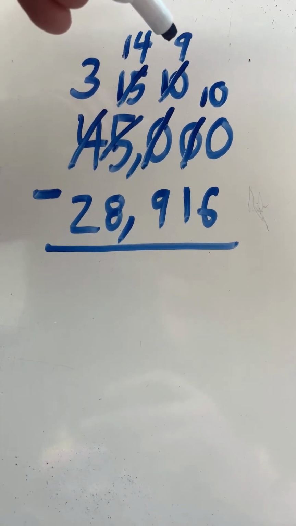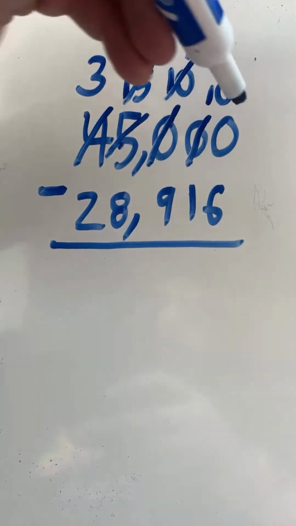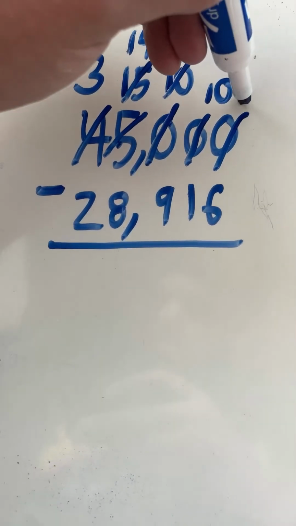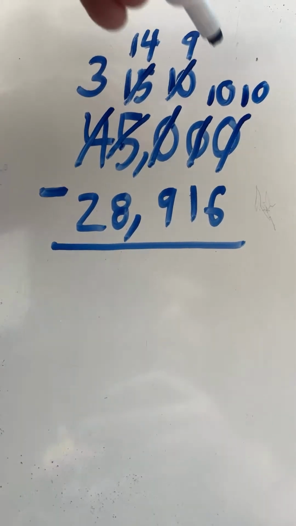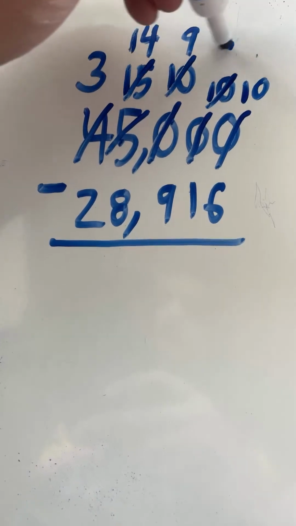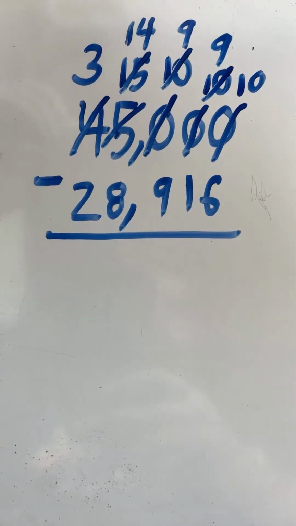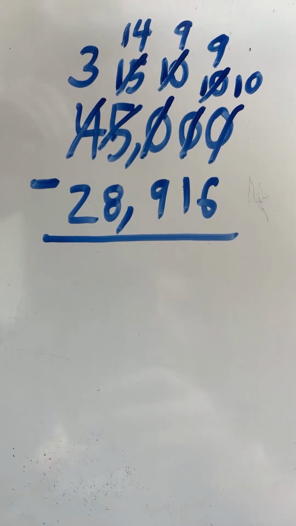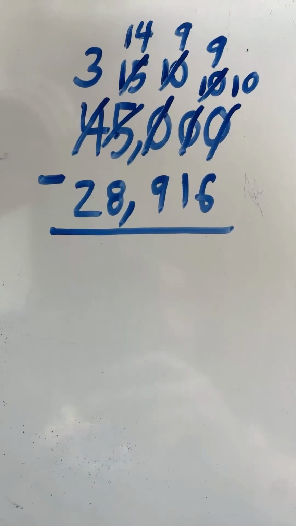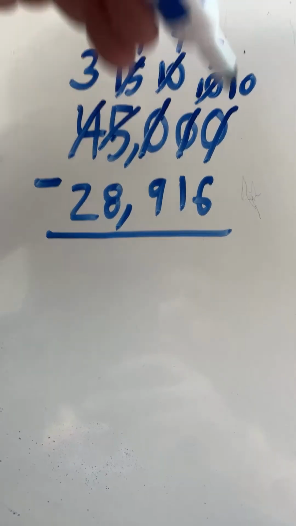Now we are in the ones place. We cannot start out with 0 and take away 6, so we have to add a 10. The 0 becomes a 10. And the 10 in the tens place becomes a 9. And now we are ready to subtract. 10 minus 6 equals 4.